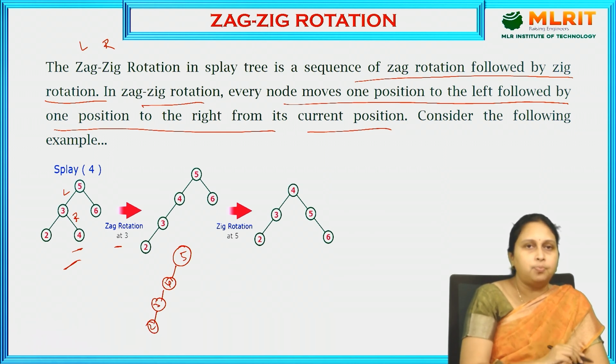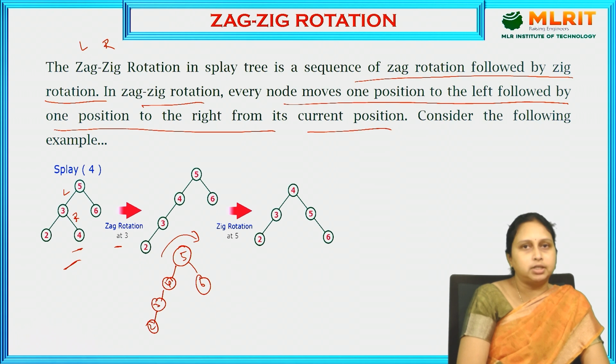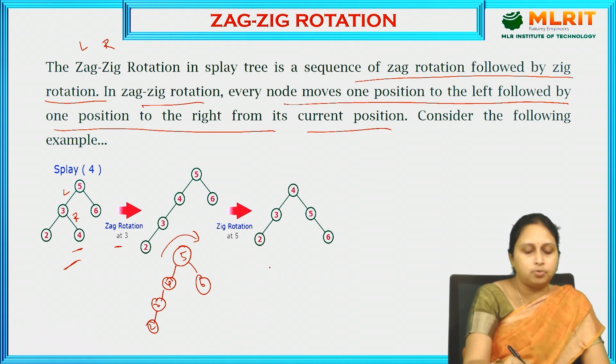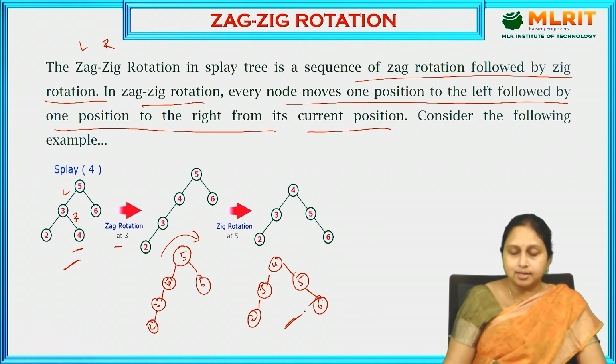Right? Now perform zig rotation on this. Zig rotation at 5. What am I going to get? I am going to get 4, 3, 2 and this is 5 and 6. Like this way, I am going to get the tree. This is nothing but the zag-zig rotation.